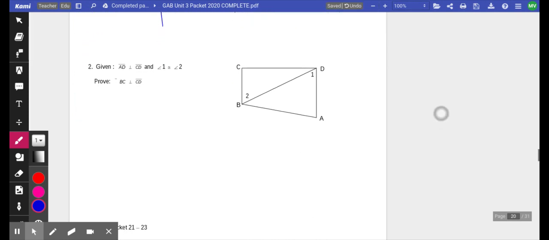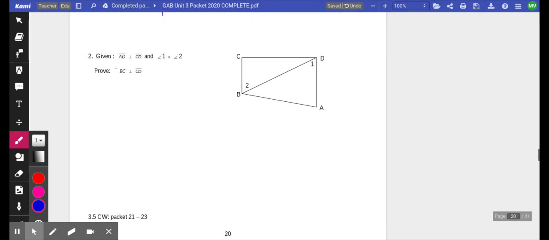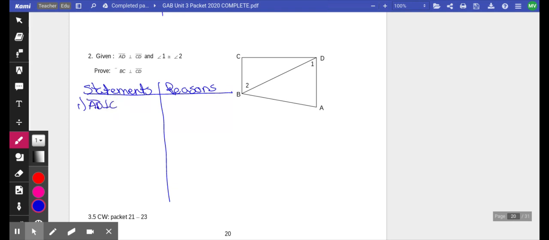So now here's another example. We're going to start out by writing our statements, reasons, and our givens. And you should pause and give it a try, and then come back. Okay, so hopefully you paused.